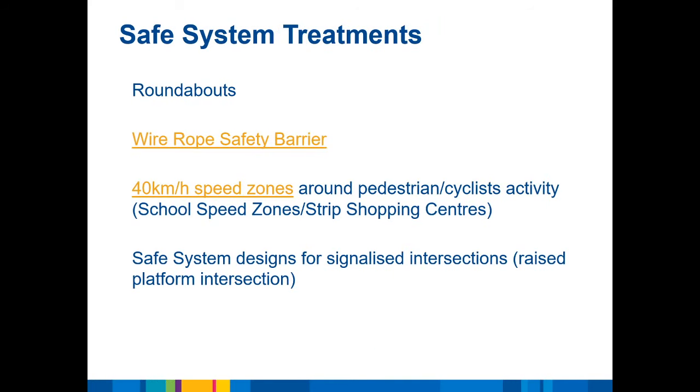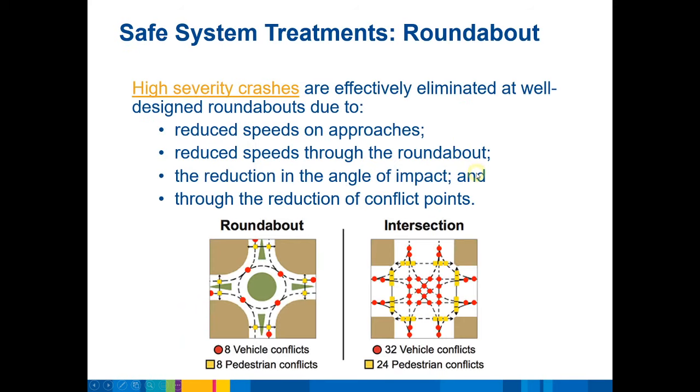Again, let me just quickly check the questions that we've got there. No. Okay, so a few safe system treatments that we can talk about. We have roundabouts, we have wire rope safety barrier, we have 40k speed zones, and safe system designs for signalized intersections as well. So we'll talk quickly about all of these.